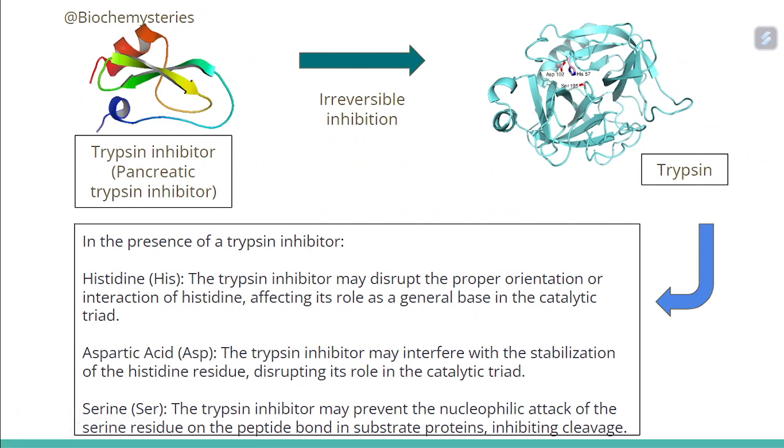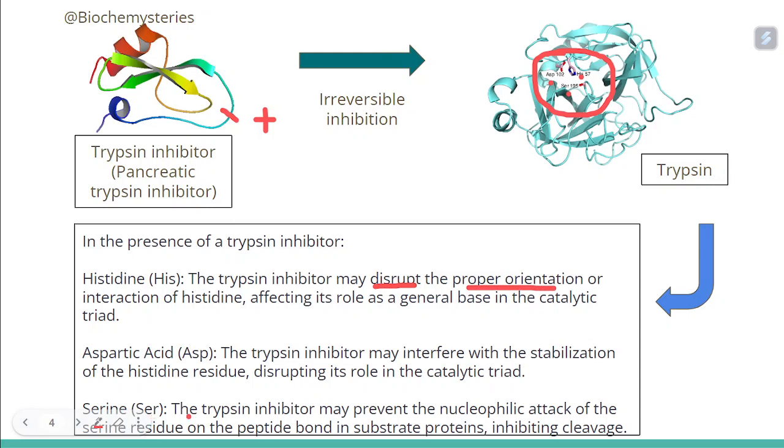Here is the structure of trypsin inhibitor, wherein somewhere here it will have a lysine residue. Lysine, as we know, is a positively charged amino acid, and here is the active site of trypsin. Trypsin has histidine, serine, and aspartate at its active site. So this lysine will bind to the active site of trypsin, as a result of which the whole enzyme will be denatured. We can say the trypsin inhibitor acts as a substrate analog, and it will bind to the active site, and this interference will cause a disruption in the orientation of the enzyme.